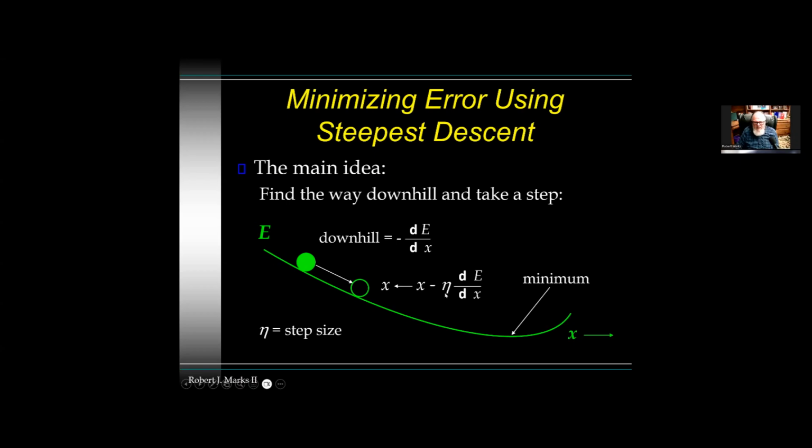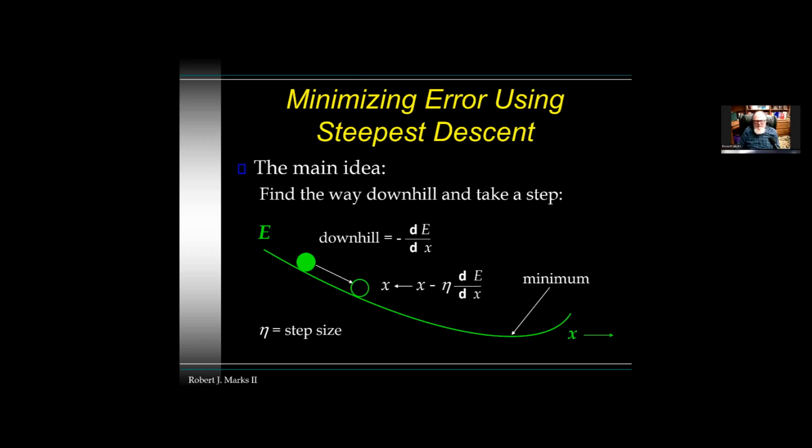Now you notice there's something here, eta. This eta is your step size. The question is, once you know which way is downhill, are you going to take a big step or a little step? If you take a big step, you might overshoot. If you take a teeny step, you're going to take all day to get to the minimum. So eta is a hyperparameter, one that has to be chosen by the neural smith, and there are ways to estimate this. And so that's the basic idea of steepest descent.